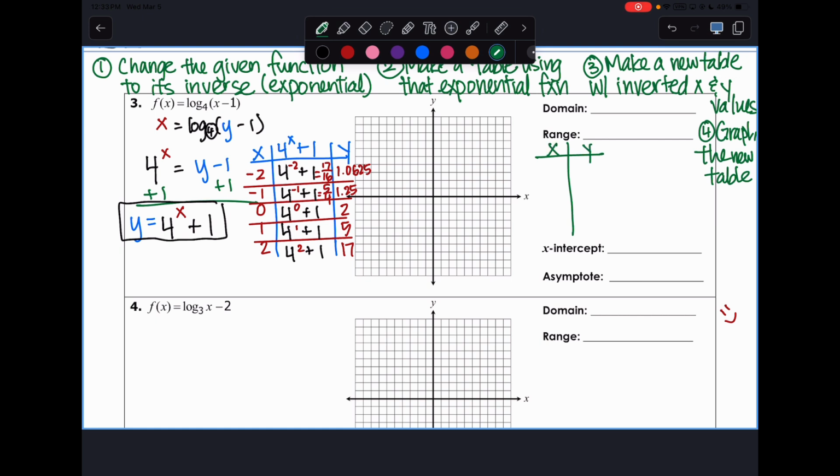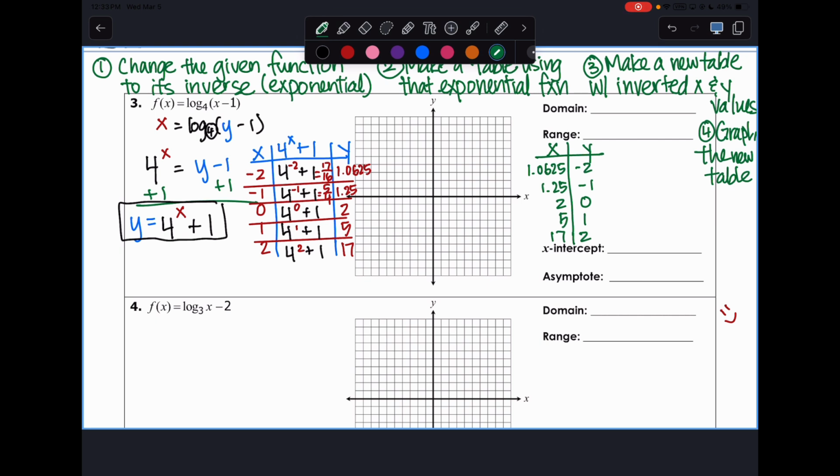Here's the log. So it'd be 1.0625 for negative 2. And then 1.25 for negative 1. 2 for 0. 5 for 1. And 17 for 2. Okay, those are the points you want to graph. Do not graph this one. You graph that one because it's for the log, not for the exponential. Okay.